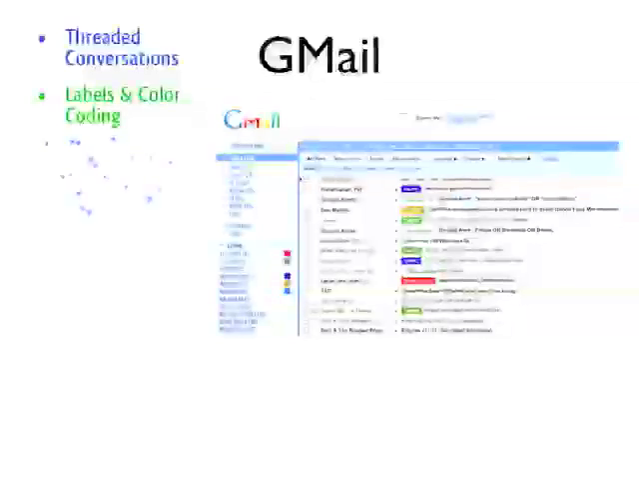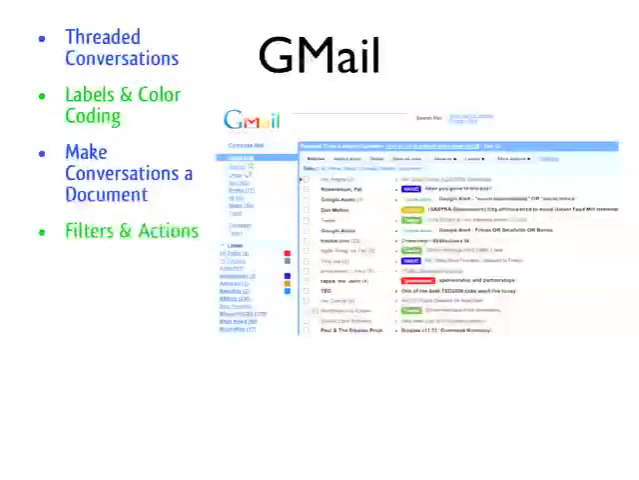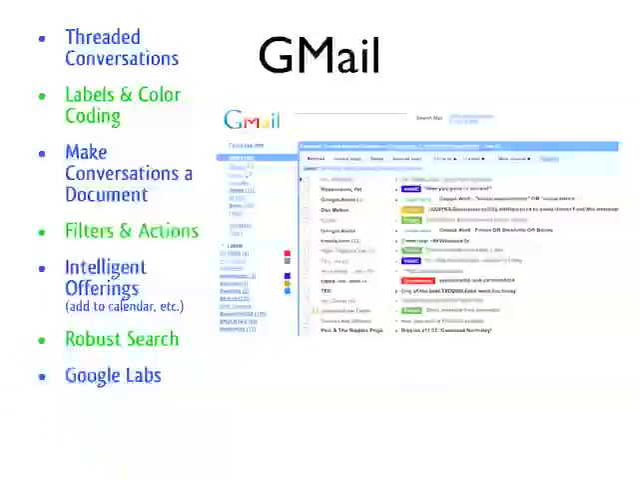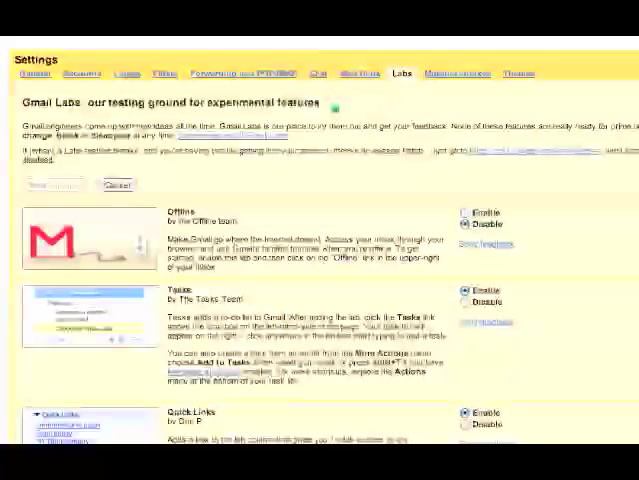Okay, so then let's rapidly go through some of the other functionality. You can make conversations into documents. There's tons of filters and actions available, intelligent offerings, robust search. And a lot of additional benefits come from the Google Labs functionality in Gmail as well, that integrates into a number of Google apps. So let's review Google Labs. You can activate Google Labs in your settings menu, and for the application you're in, you then get a list of various functions that you can enable or disable as you desire.